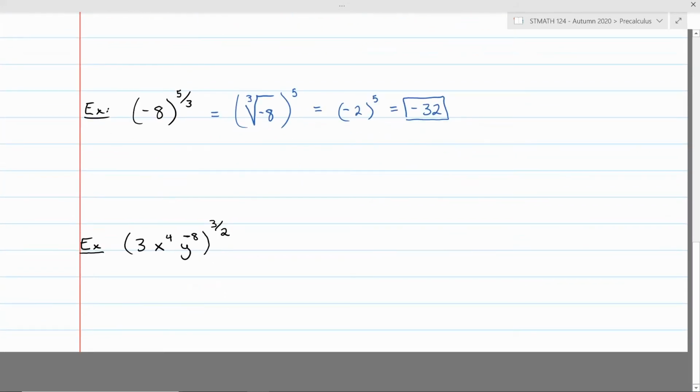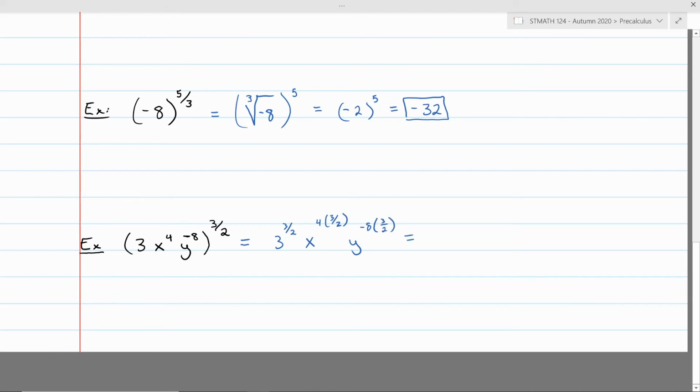And then at the bottom here is an example that involves a rational exponent, but with variables. So give this one a whirl, press pause, and then see if you get what I'm getting now. Okay, so I'm going to have 3 to the 3/2, x to the 4 times 3/2, and y to the negative 8 times 3/2. So what is 3 to the 3/2?